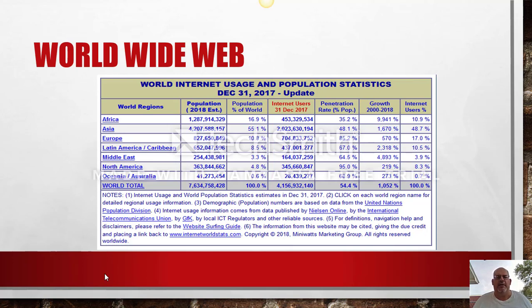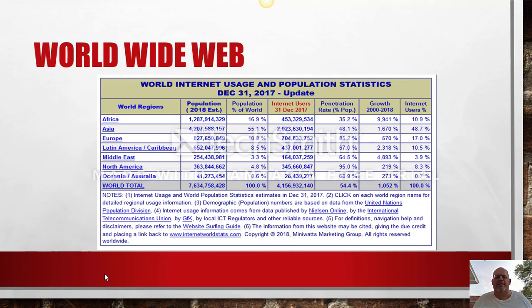Africa lags behind the rest of the world dramatically. Its percent of world population is a little bit over 1 billion people, or nearly 17%, but they only have 453 million internet users. So only about a third of people in Africa. While they've had the most growth, they're definitely the furthest behind.